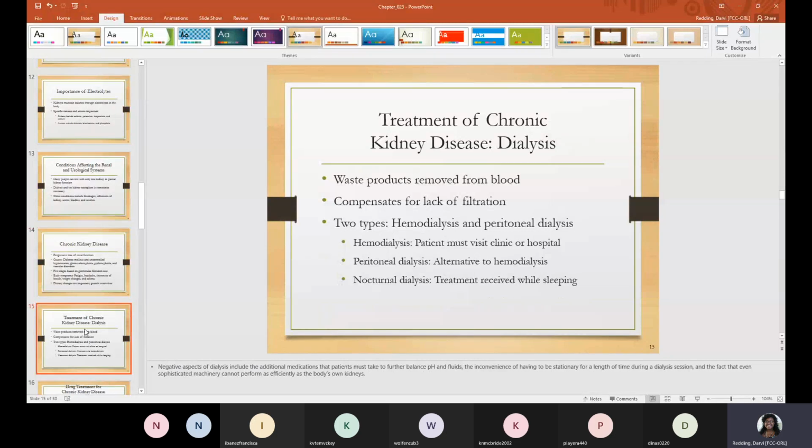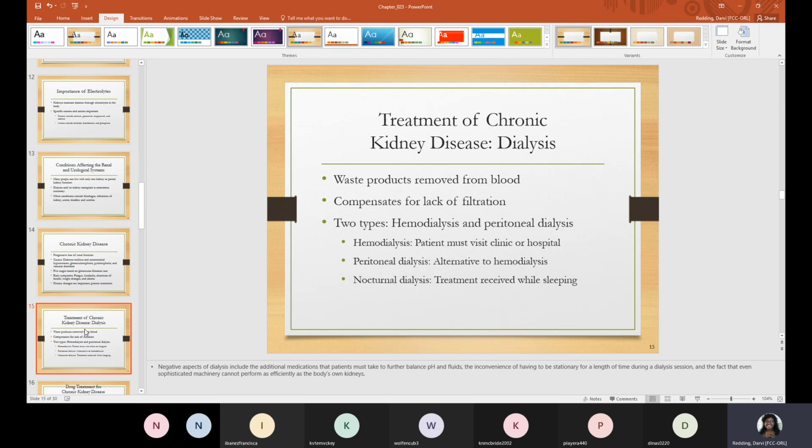One of the main treatments is dialysis. And so what is dialysis? Dialysis is a process where waste products are removed from the blood. It also compensates for the lack of filtration, so the kidneys are not able to clean out by themselves. Therefore, dialysis would actually be doing what the body could naturally be doing.